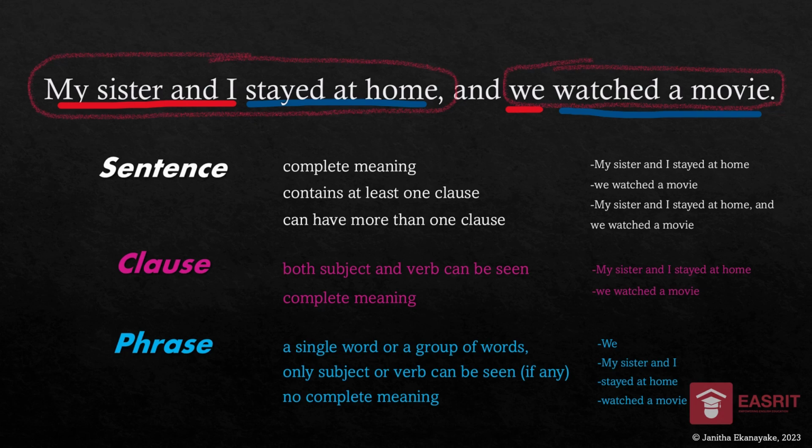So as you can see, the first two qualify under clause as well. So those two are both clauses and two separate sentences. But the next one is a sentence that consists of two clauses. My sister and I stayed at home and we watched a movie.